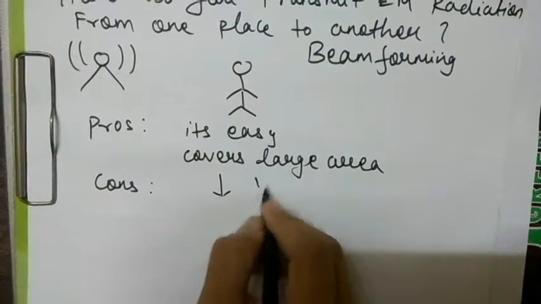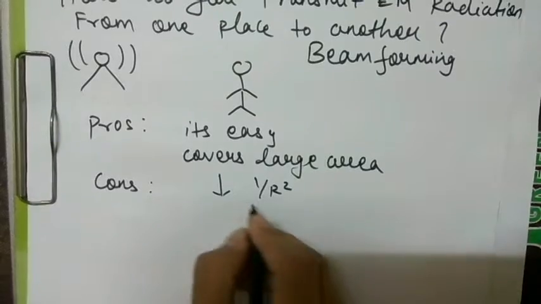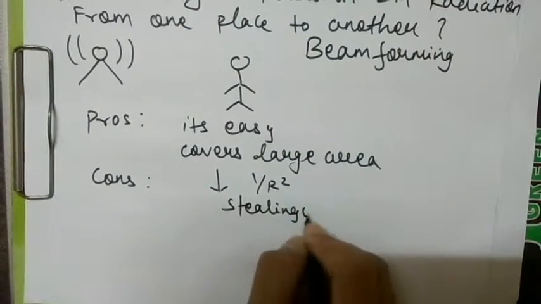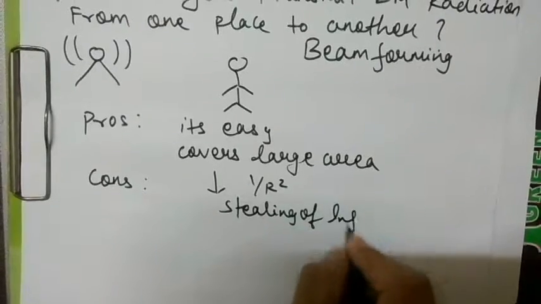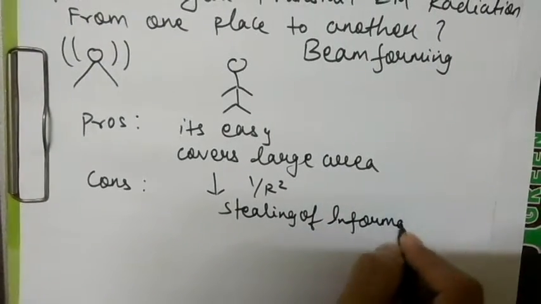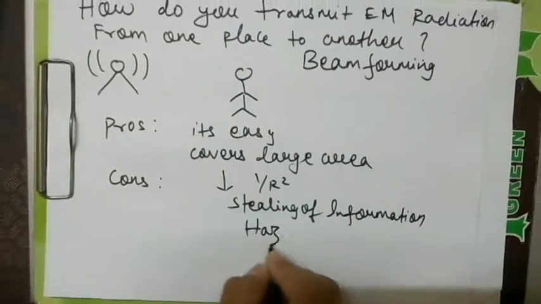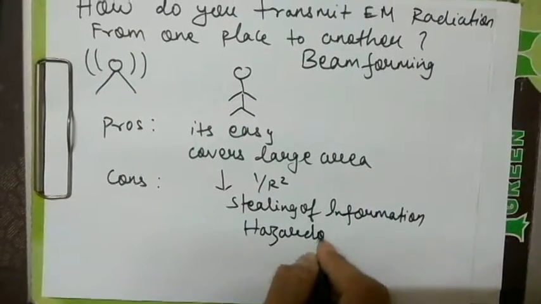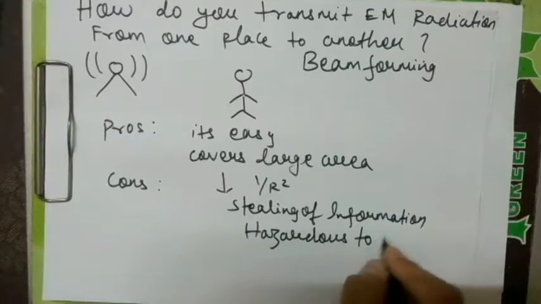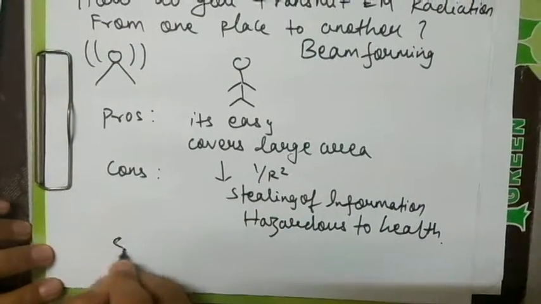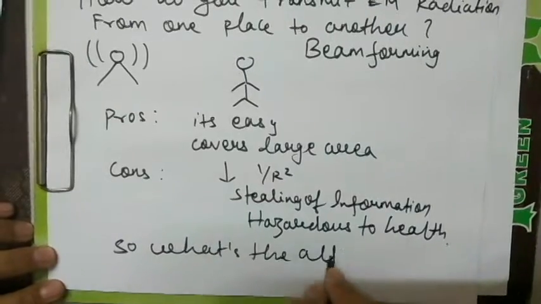The signal strength reduces drastically as the distance increases. The signal strength is inversely proportional to the square of the distance covered. The signal is broadcasted in all directions, thus wasting a huge section of power and also increasing the risk of stealing information. The EM waves broadcasted and encountered by living beings can be hazardous to their health. Also, it is clear by now that for transmitting a large amount of power, it is not a very good way. So what do we do now?